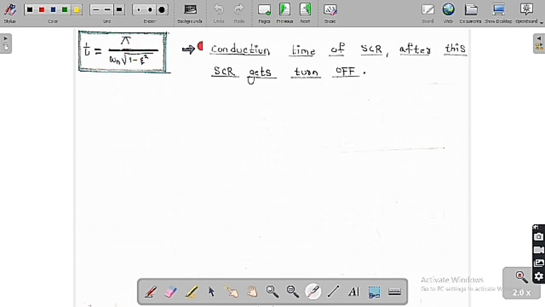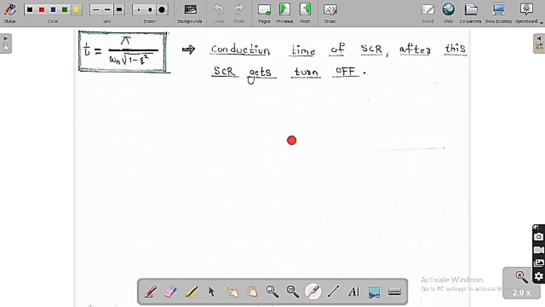Only up to this time the SCR is going to conduct, meaning we are forcefully making the thyristor current underdamped by choosing the values of R, L and C in such a way that R squared is less than 4L by C. By this way we make the current underdamped. Whenever the current is lesser than the holding current, the thyristor automatically becomes open circuit, or off. So this is the conduction time of the SCR, after which the SCR gets turned off.